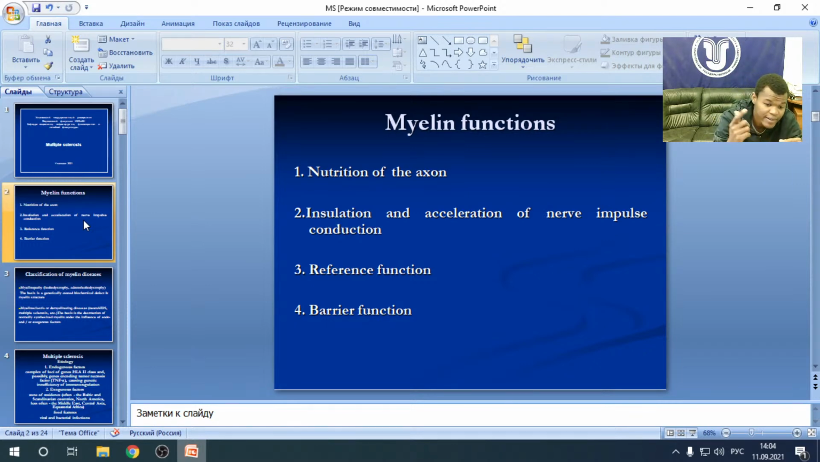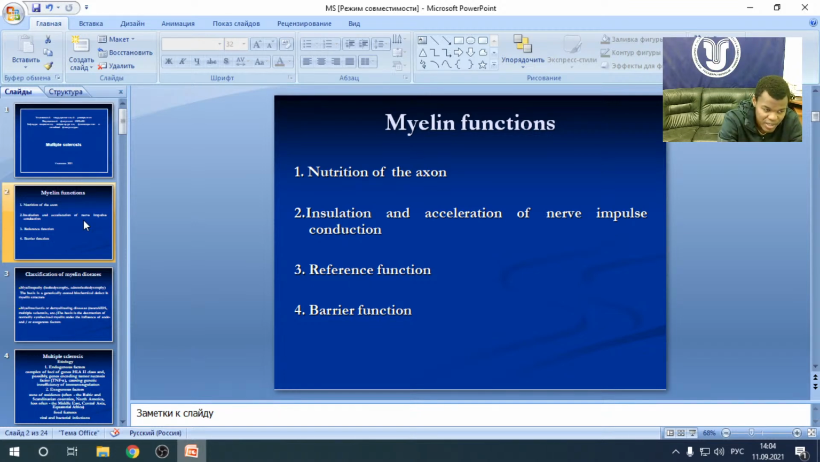and also it has the function of accelerating the nervous impulse. If you remember when we talked about the vegetative nervous system, the preganglion has this myelin shell, and we talked about a high speed, right? It has from 70 to 120 meters per second. Because it has this myelin shell, the myelin shell has the function of accelerating the nervous impulse, right?